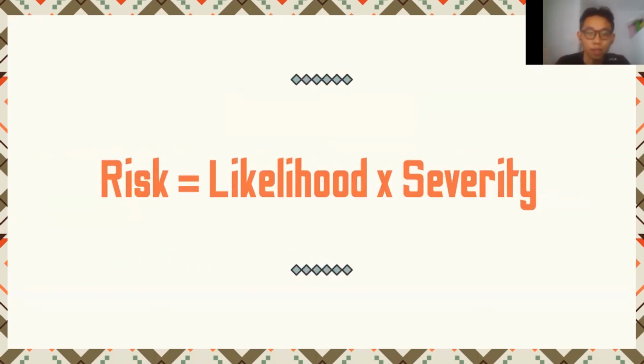So in this HIRARC, we use the formula of risk equals likelihood times severity. So likelihood is the possibility of an event to happen, and severity is the outcome from the event, whether it's an injury to a person or damage to the environment.